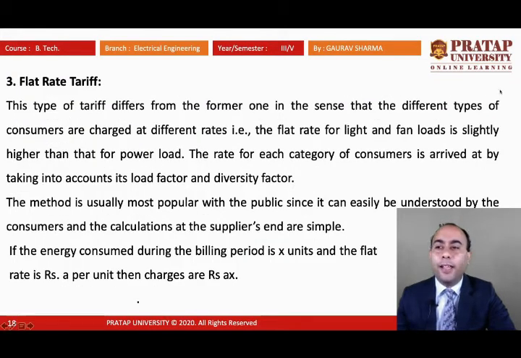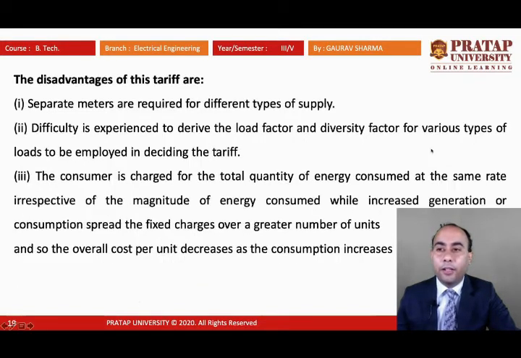Next is a flat rate tariff. This type of tariff differs from the former one in the sense that different types of consumers are charged at different rates. The flat rate for light and fan load is slightly higher than for power loads. The rate for each category of consumer is arrived at by taking into account its load factor and diversity factor.